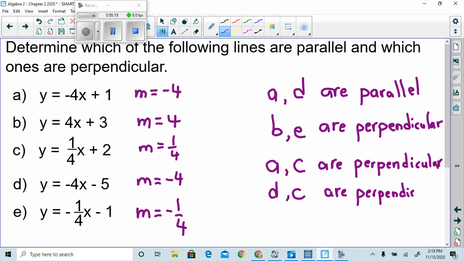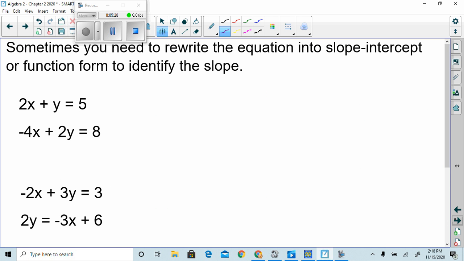Again, their slopes are negative reciprocals. Now, there was a lot to look at in one slide because there were so many equations, so let's narrow it down a little bit to just comparing two. We'll start with the first two.